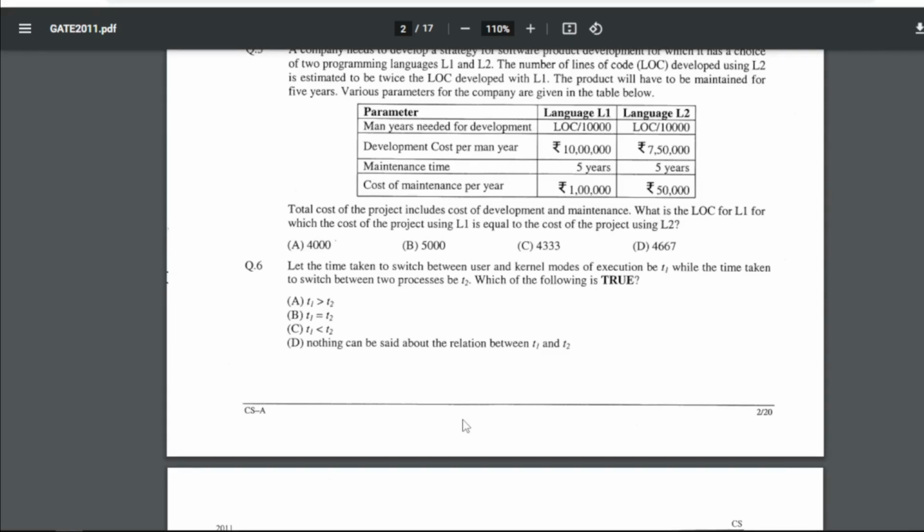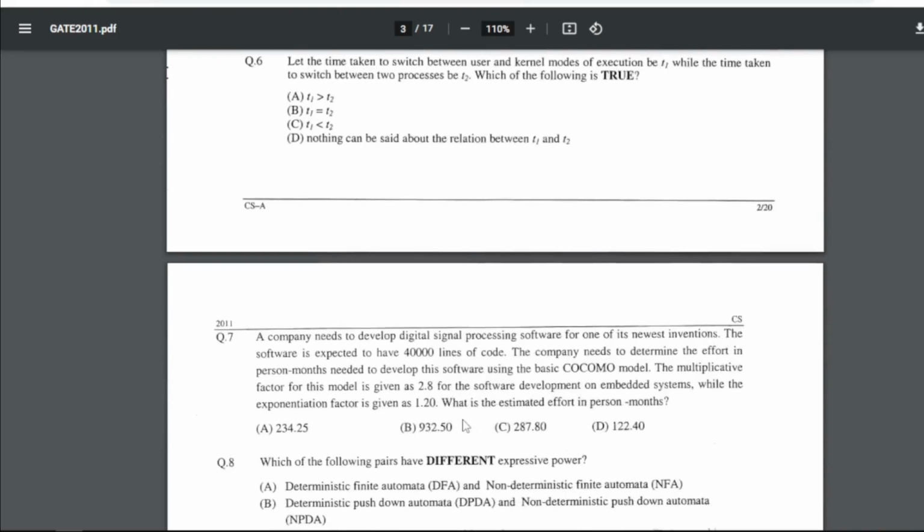Sixth is, let the time taken to switch between user and kernel mode of execution be T1, while the time taken to switch between two processes be T2. Which of the following is true? So for question number 6 our answer will be C, that is T1 is less than T2.